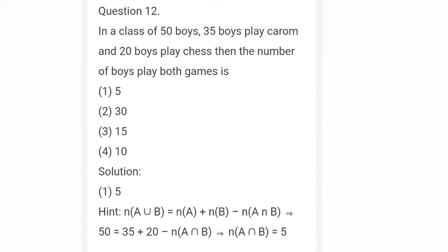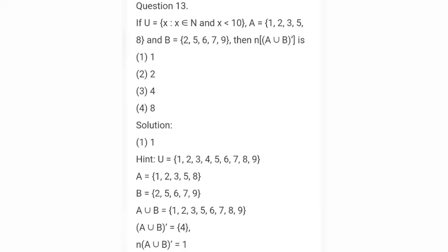Boys who play carom, n of A. Boys who play chess only, that is n of B. Now to find n of both games, we find n of A intersection B. Substitute the values. n of A union B equal to 50, n of A equal to 35, n of B equal to 20. Therefore 50 equal to 35 plus 20 minus n of A intersection B. Therefore 55 minus 50 equal to 5. n of A intersection B equal to 5. Therefore the answer is 5. Option is 1.